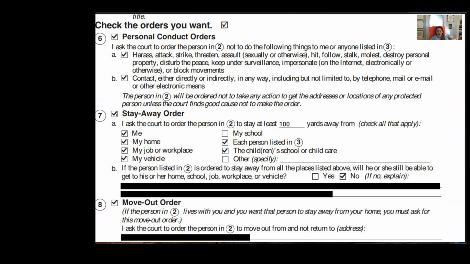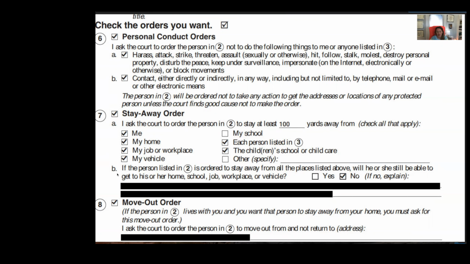In number 7, you're asking to stay away. And then typically we put 100 yards, and then me, my home, my job, my vehicle. If you're in school, my school, each person listed in 3, which is the person you listed who lives with you, the children, school, childcare. And then if it's not listed, maybe you're living in a trailer, so you check off other and type what location that is. And remember, for location, you don't have to put an address, you can put trailer.